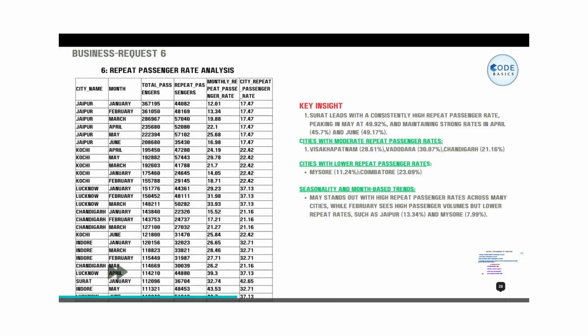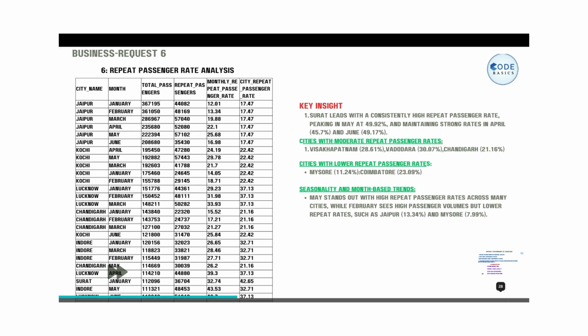Next question is the repeat passenger rate analysis. Surat leads with a consistently high repeat passenger rate, peaking in May at 49.92% and maintaining strong rates in April and June. Cities with moderate repeat passenger rates are Visakhapatnam, Vadodara, and Chandigarh. Cities with lower repeat passenger rates are Mysore and Coimbatore.